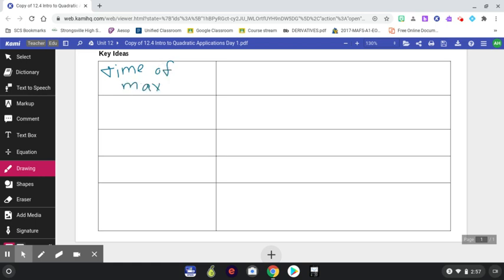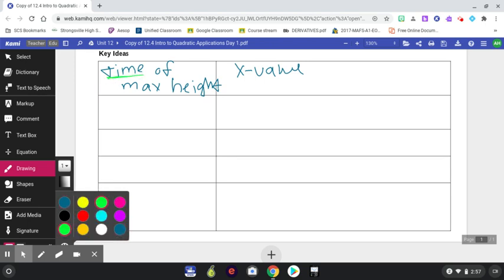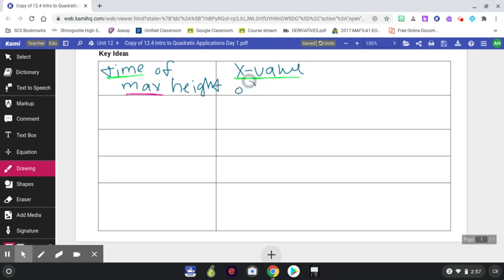And again, if I'm looking at a time component, I'm looking for an x value as my answer. Again, x value, because that's related to time, and of the vertex, because vertex is related to a maximum. Okay, so x value of the vertex.